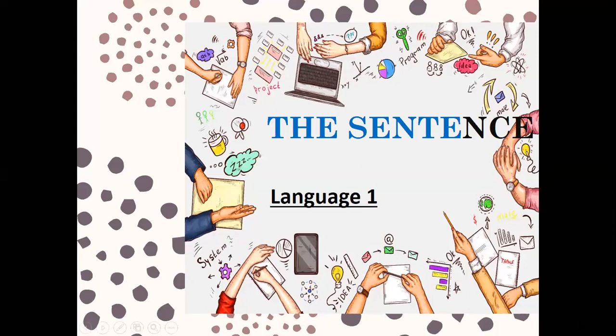Okay, in a sentence, how many elements do we have? We have three elements: subject, verb, and object. Okay, keep it in your mind. And we have studied these subject, verb, and object in the tenses class. Today we will be doing this with another angle.